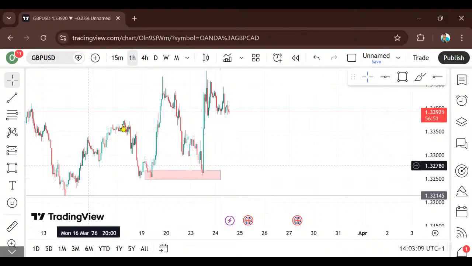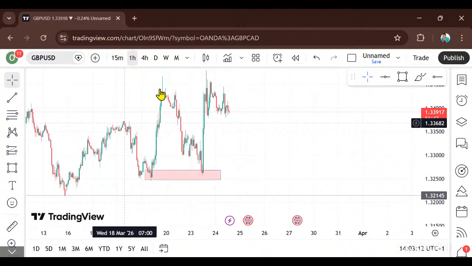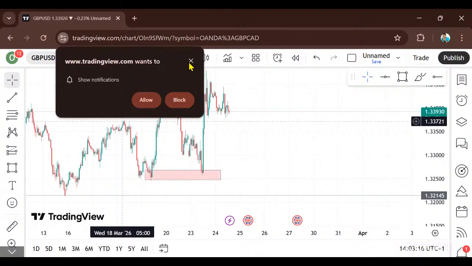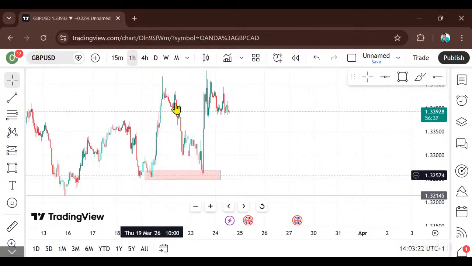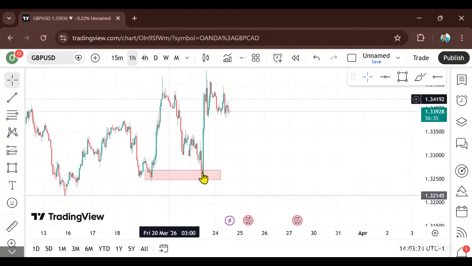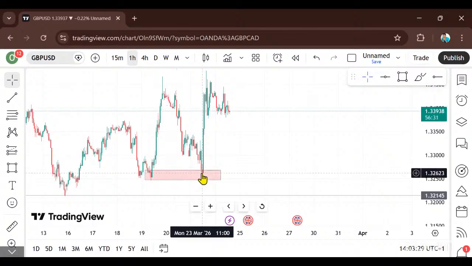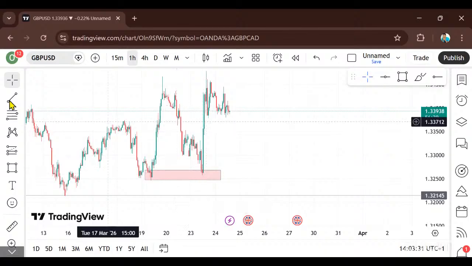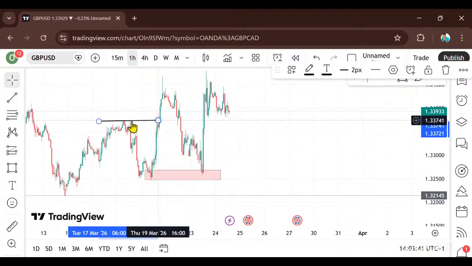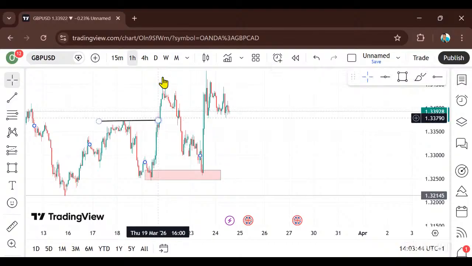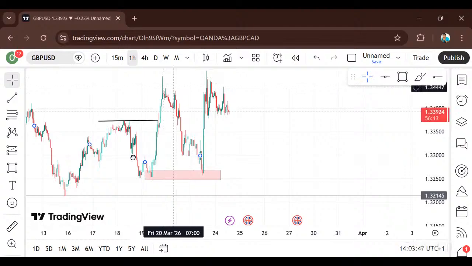And if you pay attention, as I told you earlier, you can see that the structure of the market has already broken. This particular high here is higher than this. So all you have to do is draw your demand zone and wait for the market to come back to your demand zone area, and you buy. But you have to always make sure that the structure of the market has already broken. If you look here, you see that the structure of the market has already broken to the upside, right? So you have to pay attention to that.